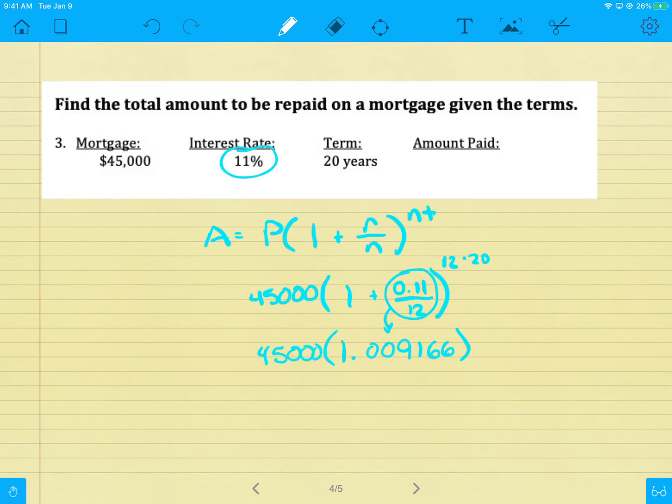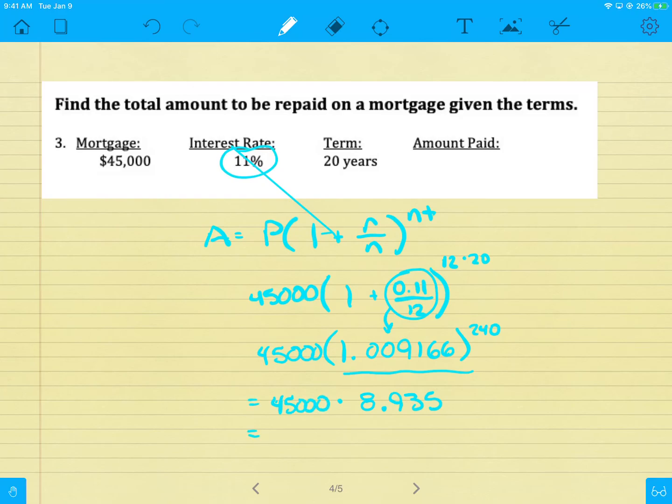Now the 12 times 20, that should be 2,400, or sorry, 240, I should say. Well, it's 12 times 20. It's 240. All right, so now I'm going to take this number, 1.0091666, and put it to the 240th power. That is 8.935. And we're going to take that number times 45,000.